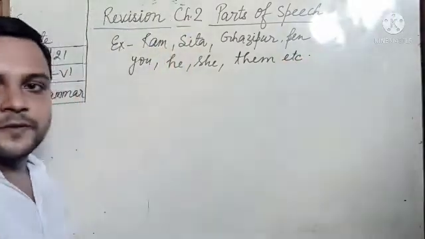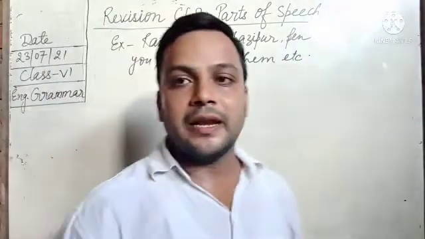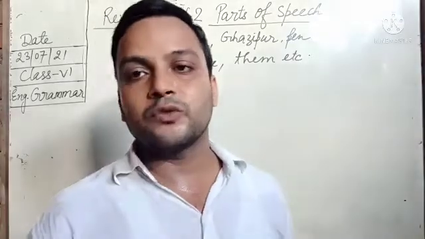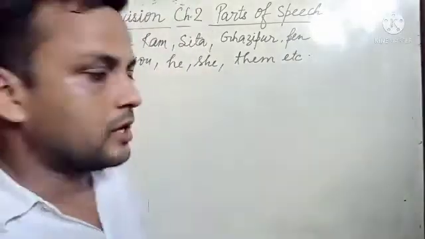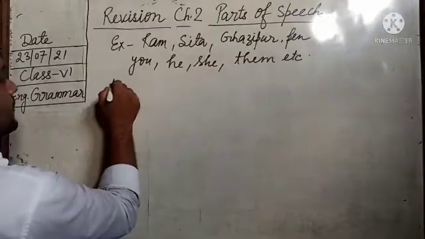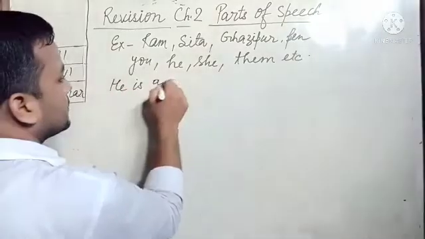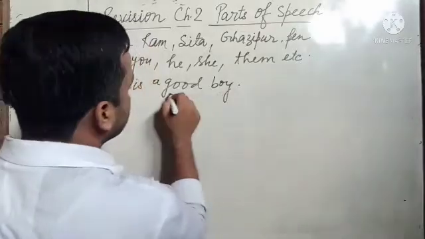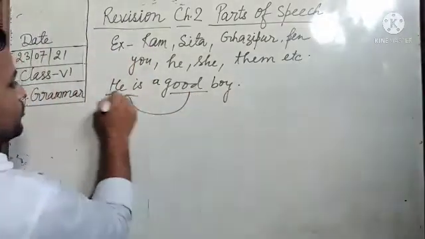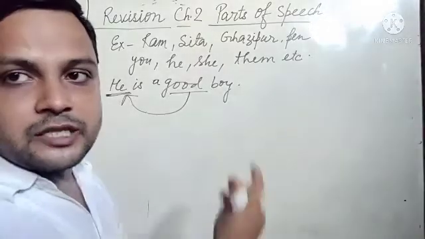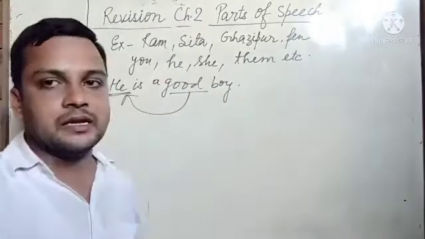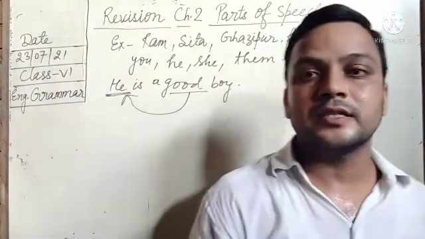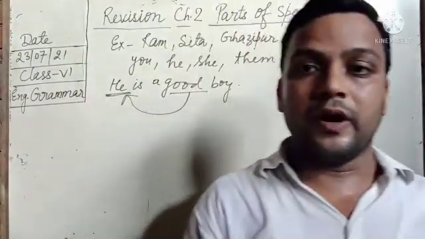Okay, students? Adjective. An adjective is a word which qualifies a noun or pronoun. For example, he is a good boy. So here, students, good is qualifying the pronoun he. That's why it is what? An adjective. Okay, students? The next one is verb.